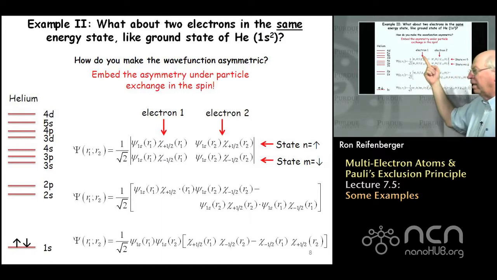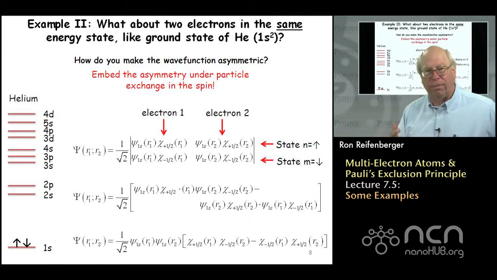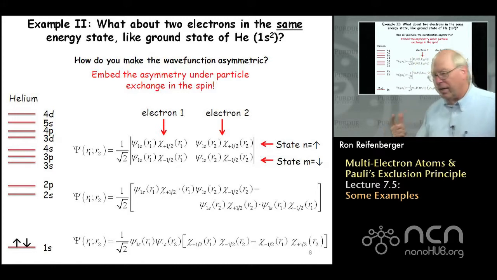So again, the first column is electron 1 at position R1. The second column lists the possibilities of electron 2 at position R2. You can see the two possibilities just involve a spin flip, right? One is spin up, the other is spin down. Here, this is spin up, this is spin down. The rows in the Slater determinant are the different states, and the different states in this case are spin up and spin down electrons.